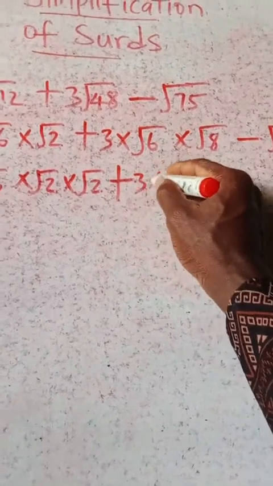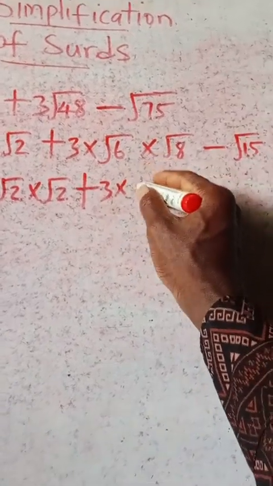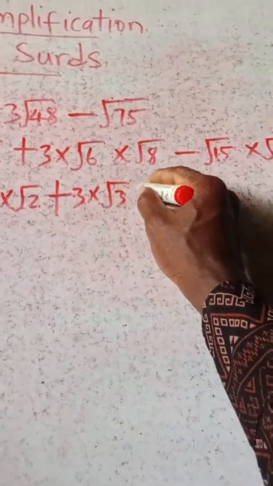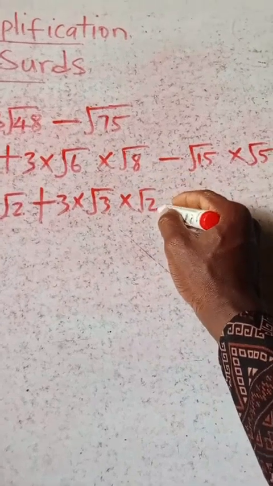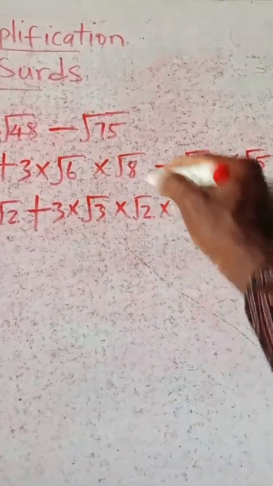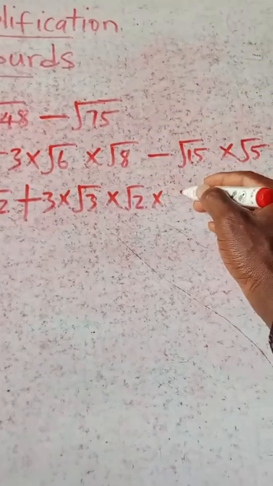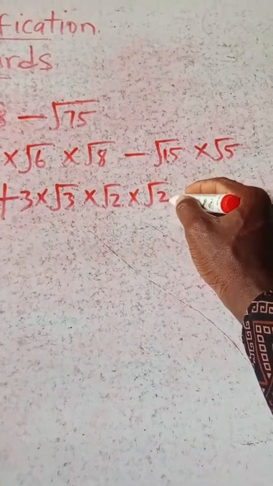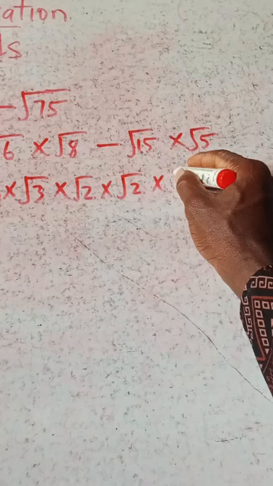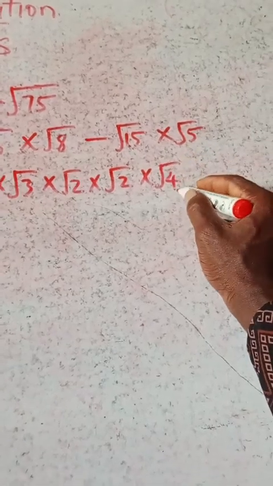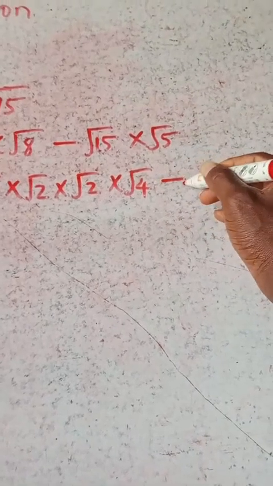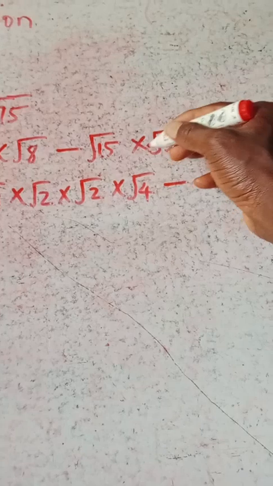Then plus 3 times, we can reduce this to root 3 times root 2. Then times, we can reduce this root 8 to root 2 times root 4. Then minus, we can reduce root 15 to what?